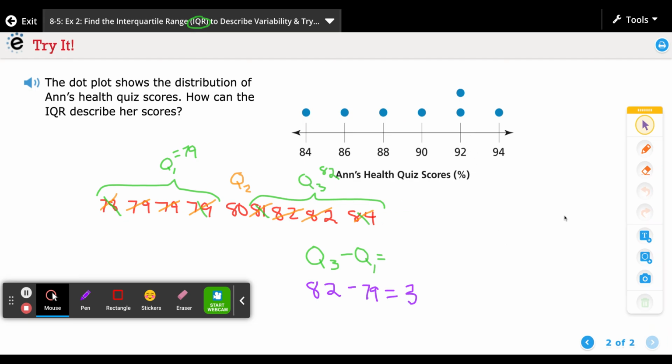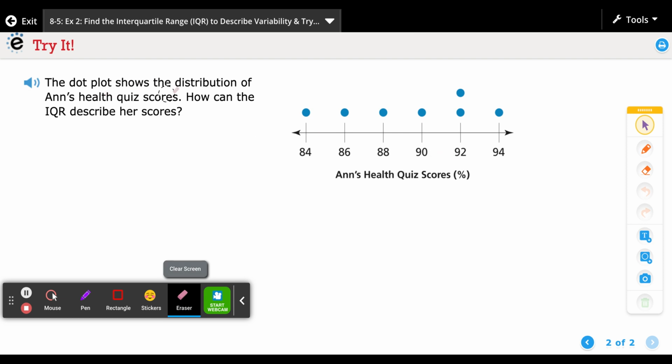Now we have a different set of data for us to try. Let's see, let's clear this. Same idea. Instead of writing the numbers out this time, which does make it easy, I'm going to do a little bit of shortcut here. I'm going to grab my pen. I'm going to get rid of the 84 and the 94. Get rid of the 86 and the 92. And now I have this 92 and that 88. So Q2 is 90.